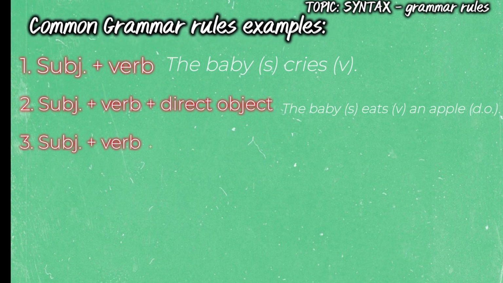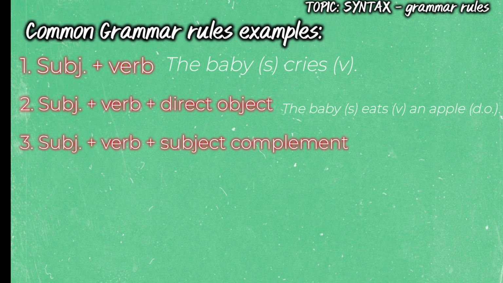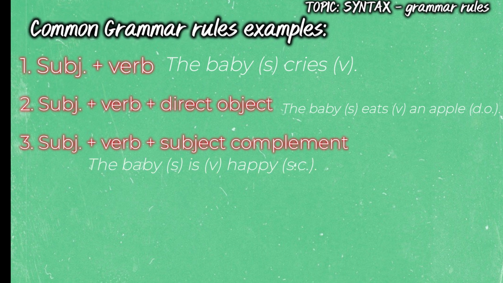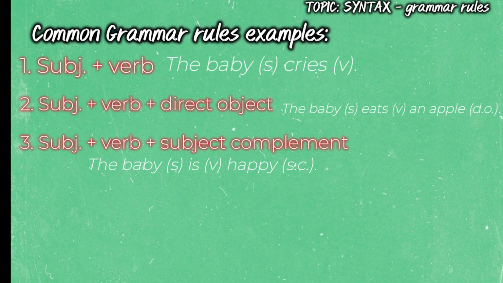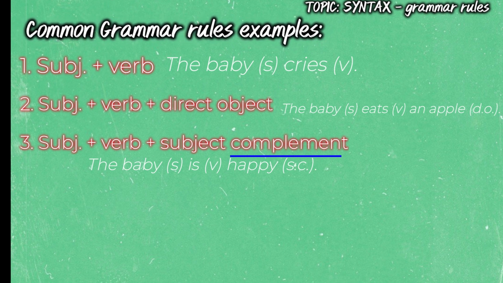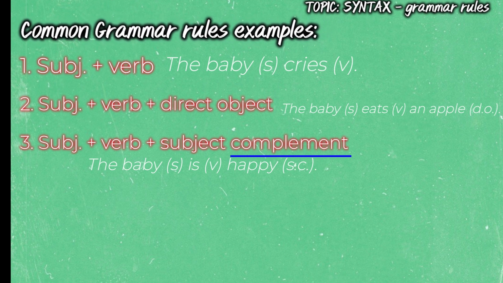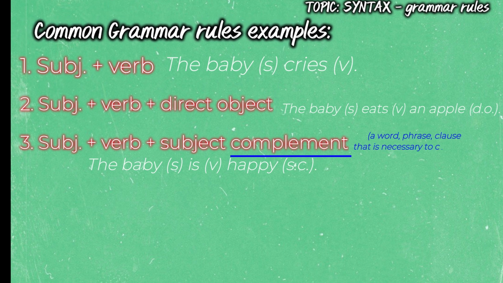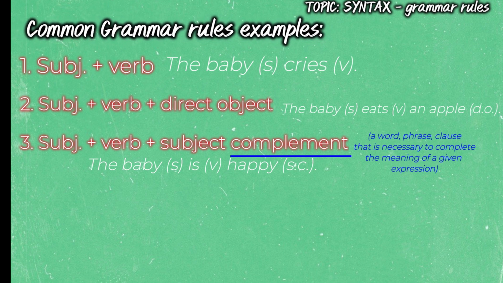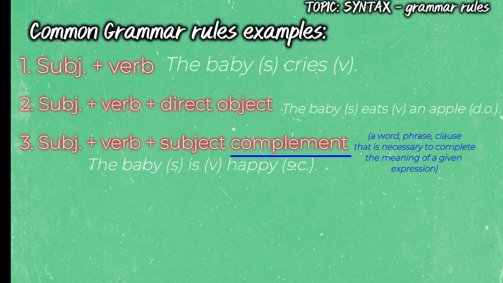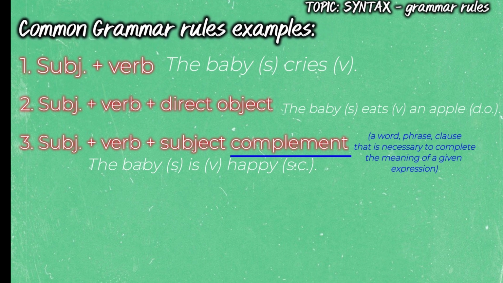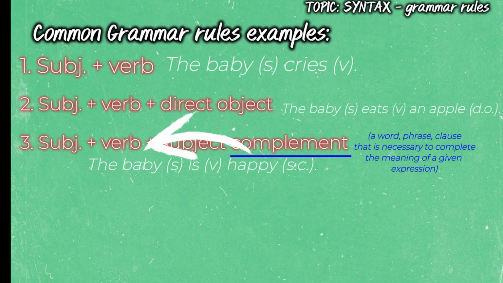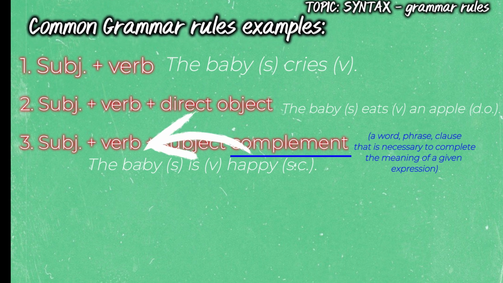Next, subject plus verb plus subject complement. For example, the baby is happy. Now, before we move on, let's talk about complement: a word or phrase or clause that is necessary to complete the meaning of a given expression. So, in our example here, the word happy complements the subject, the baby.